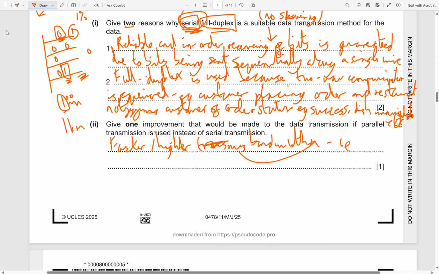Right, and I guess we can explain that. Let's say i.e. more bits can be sent in the same time, or in the same given time.